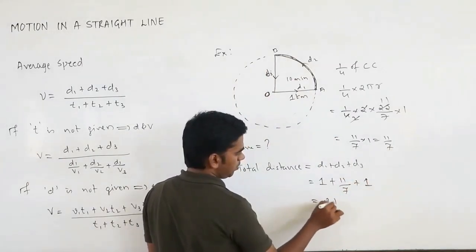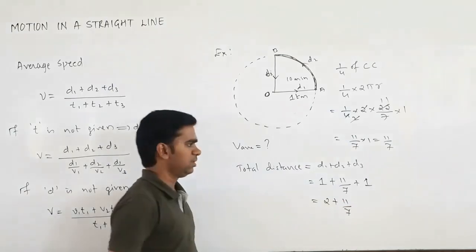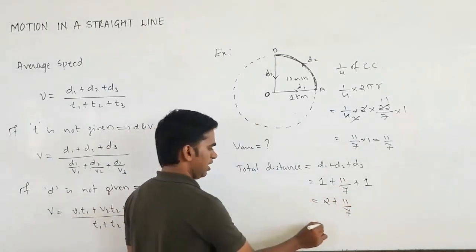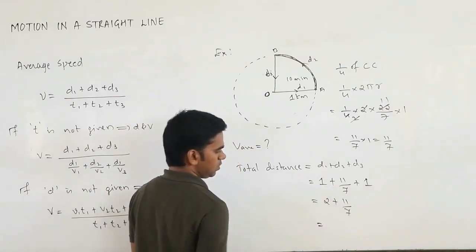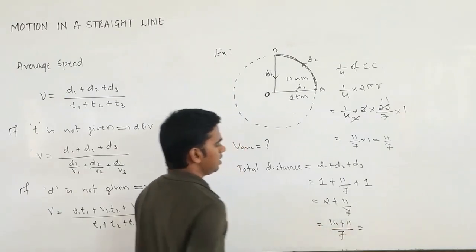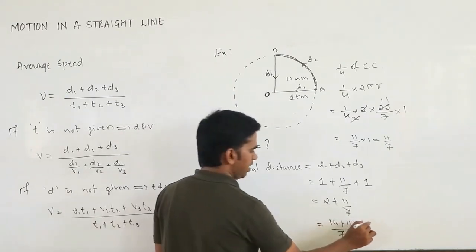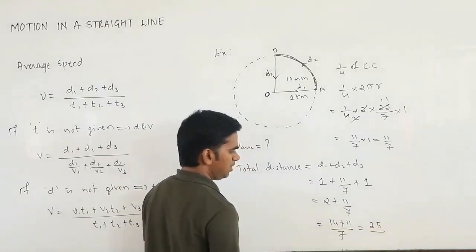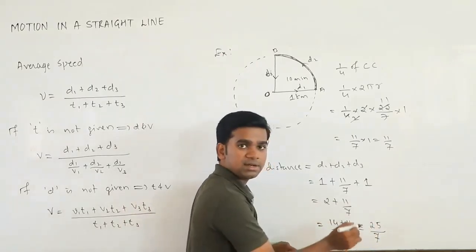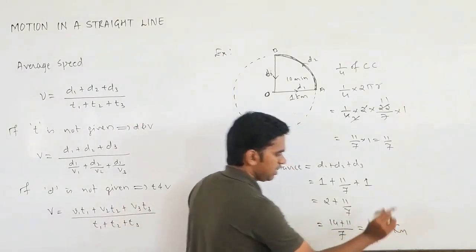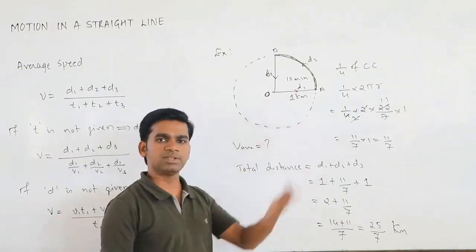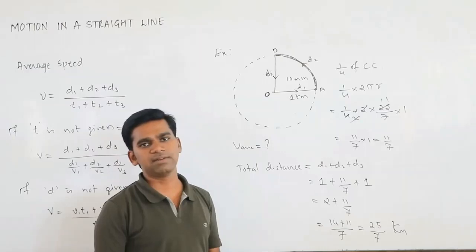Now 1 and 1 is 2, plus 11 divided by 7. So 7 twos are 14, 14 plus 11 is 25, so 25 divided by 7. Okay, I will write that much only. What is this, meter or kilometer? It is in kilometer. If the radius is given in kilometer, obviously your circumference will be in kilometer. If the radius is in meter, circumference will be in meter.